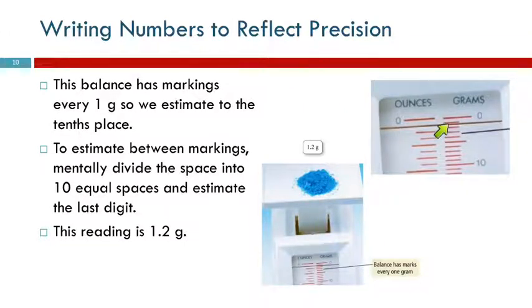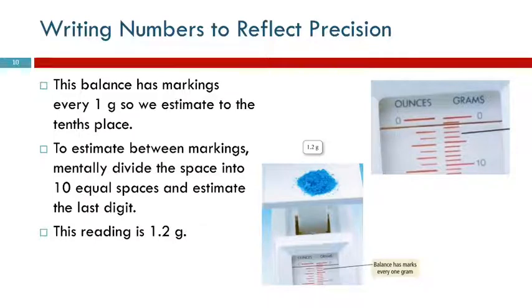Okay, so here we're going to look at the grams. And this line is the line that's moving as we put more weight on the scale. And so we're finding where does this fit on these markings here. So this is 10 grams. That's 0 grams. These little markings in here each represent 1 gram. So we see here that line is between 1 gram and 2 grams. You see that? So this sample weighs at least 1 gram. So there's no uncertainty in the 1. It's right there on the lines.